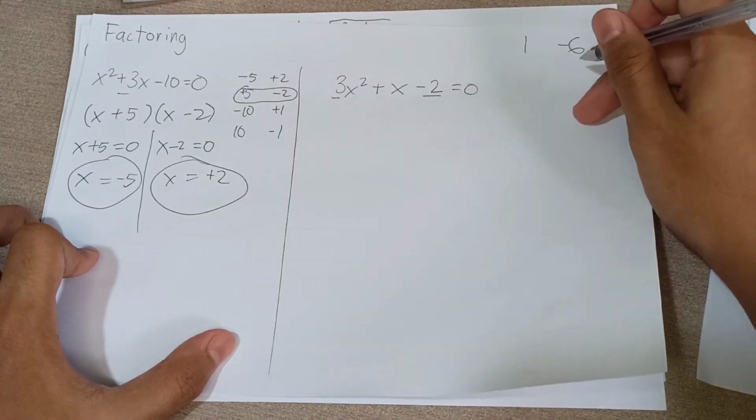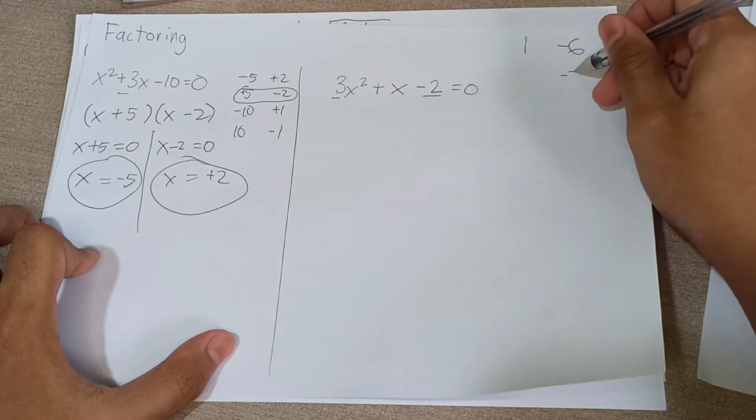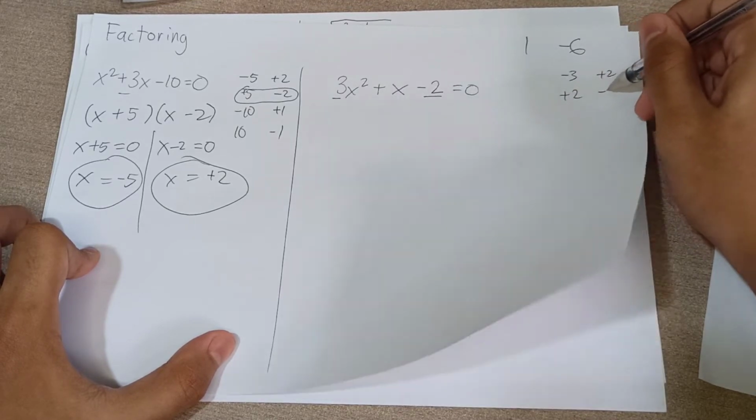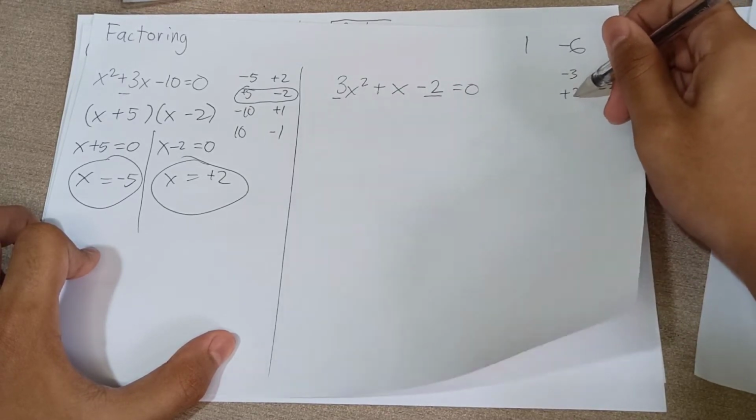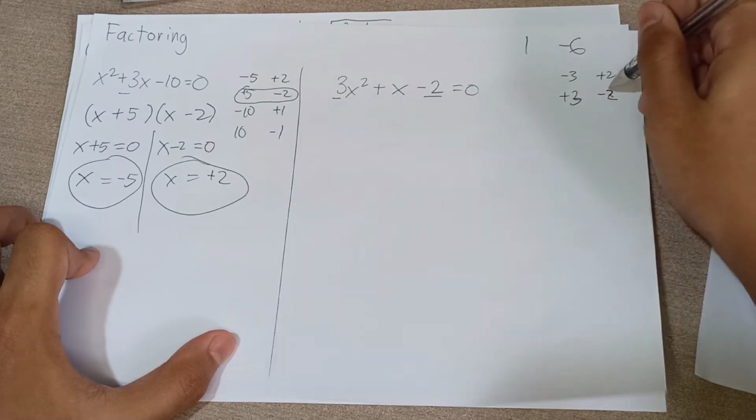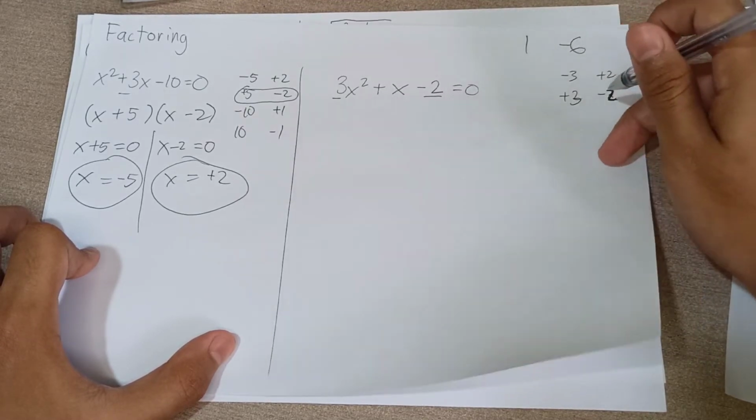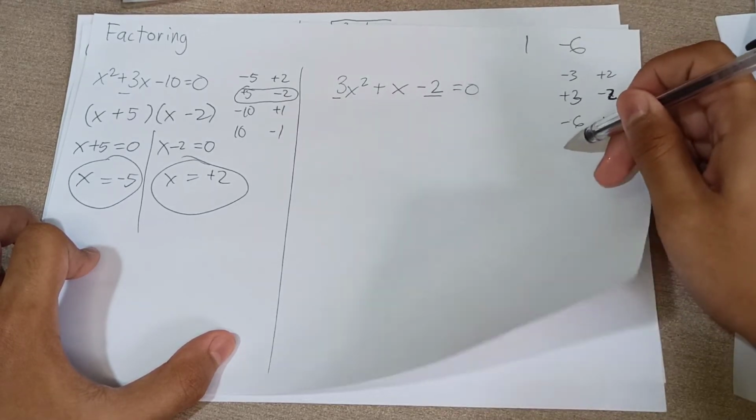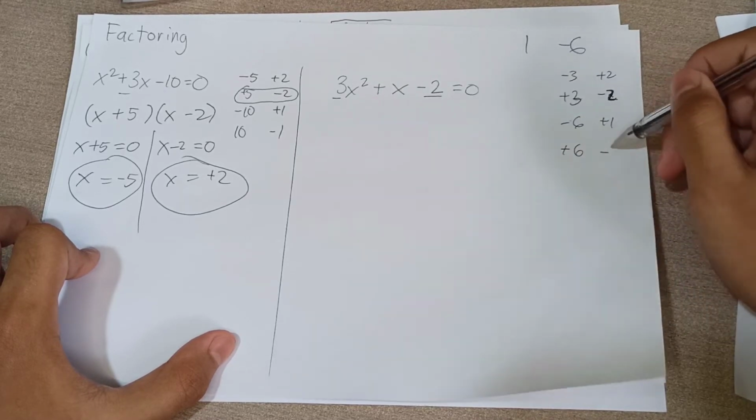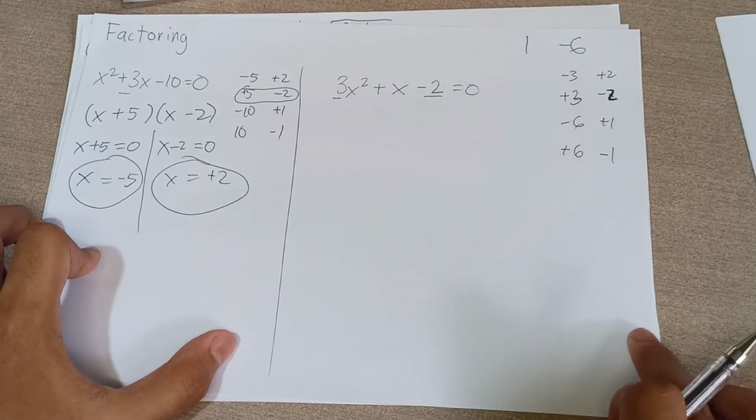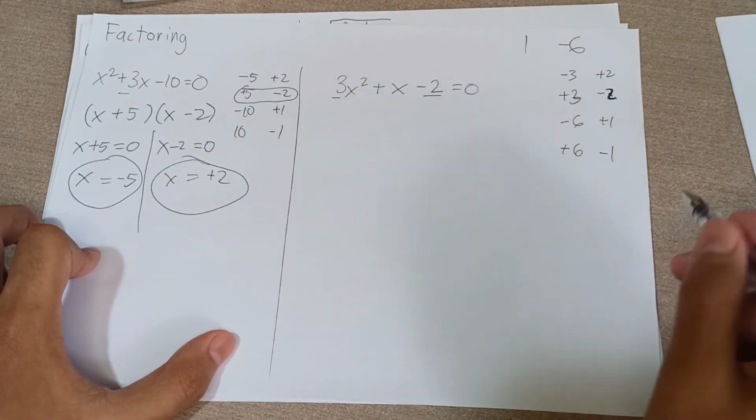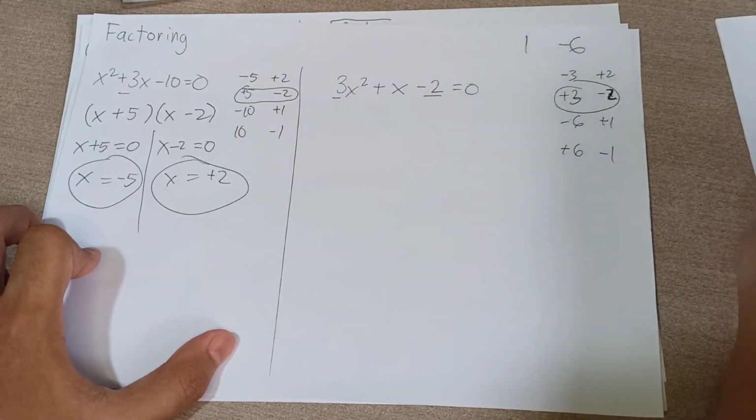Let's write the factors of negative 6. Positive 2, positive 3 and negative 2, negative 6, positive 1, positive 6 and negative 1. For our answer, it will be positive 3 and negative 2.